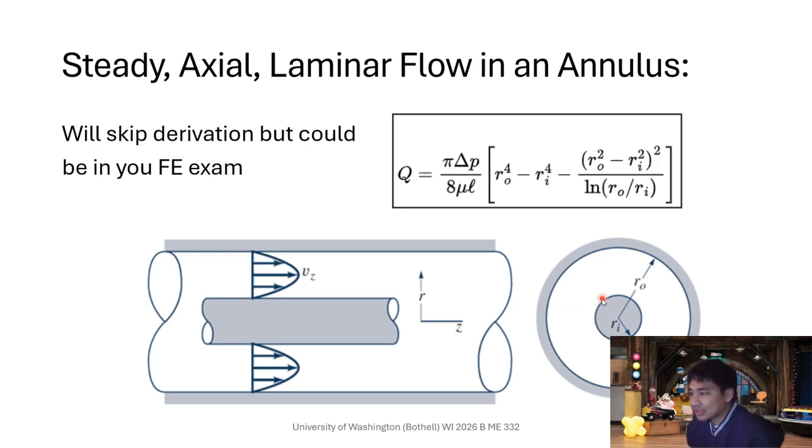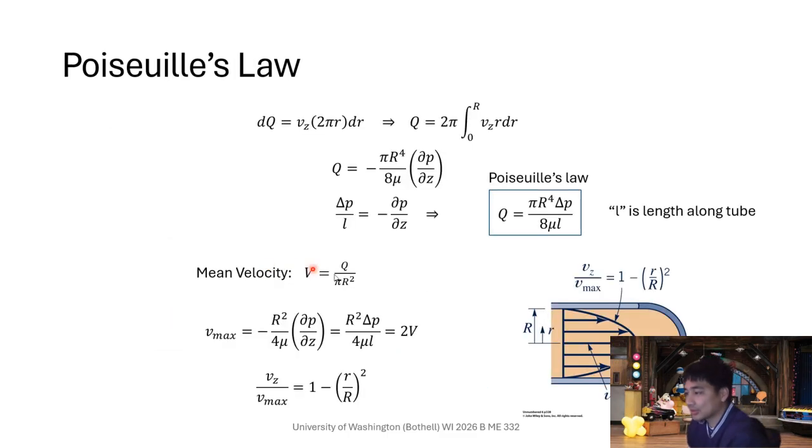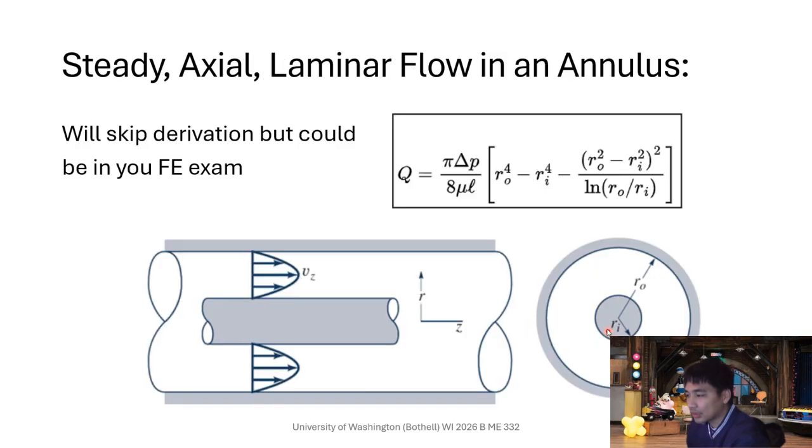So an annulus is essentially just a tube, but the center is blocked by another solid. So it looks kind of like a donut. Here is the side view, and here is the front-facing view. And here are your velocity profiles. It's similar to the Poiseuille's law velocity profile, but now since we have something in the middle, it applies to the top and bottom here. And here's our axes R and Z.